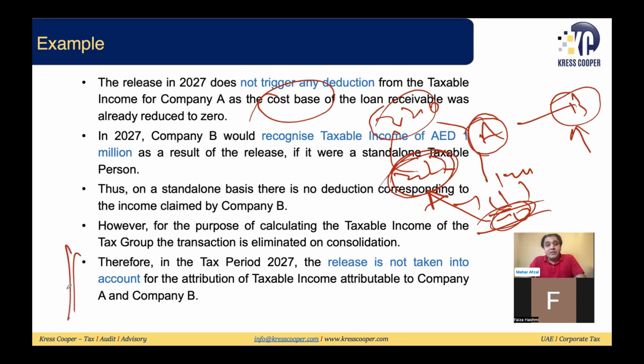The release is not taken into account for the attribution of taxable income to A and B because the corresponding impact was not there, because this loan was impaired in 2026. This loan was waived off in 2027. In 2027, the cost base was 0. There was no corresponding impact. So this adjustment is not required in the income in the books of A and B.